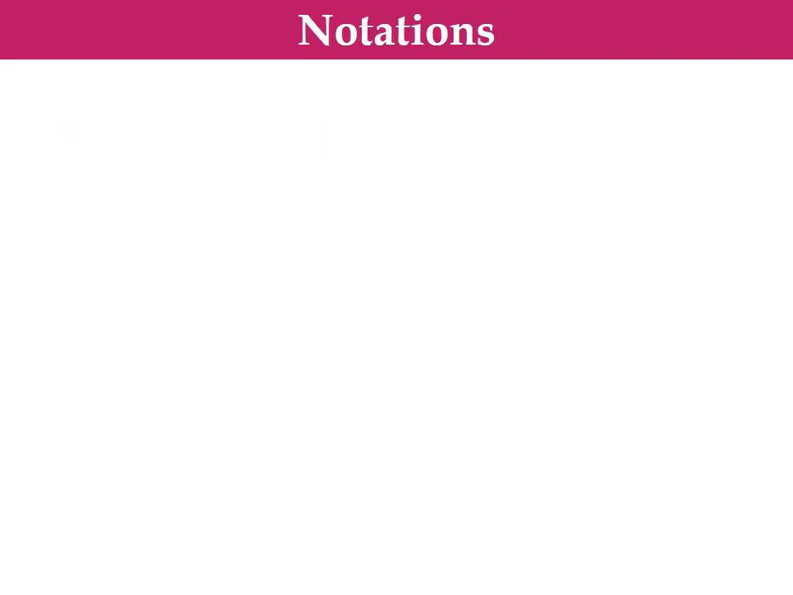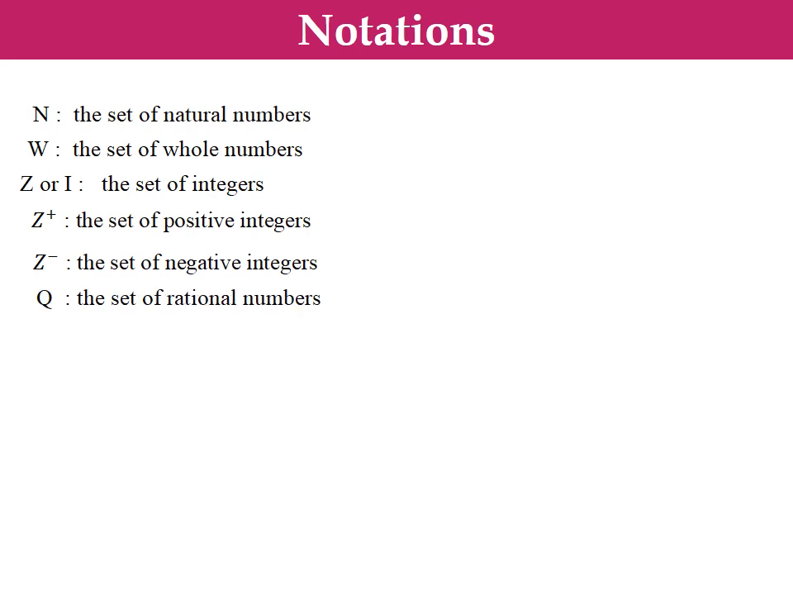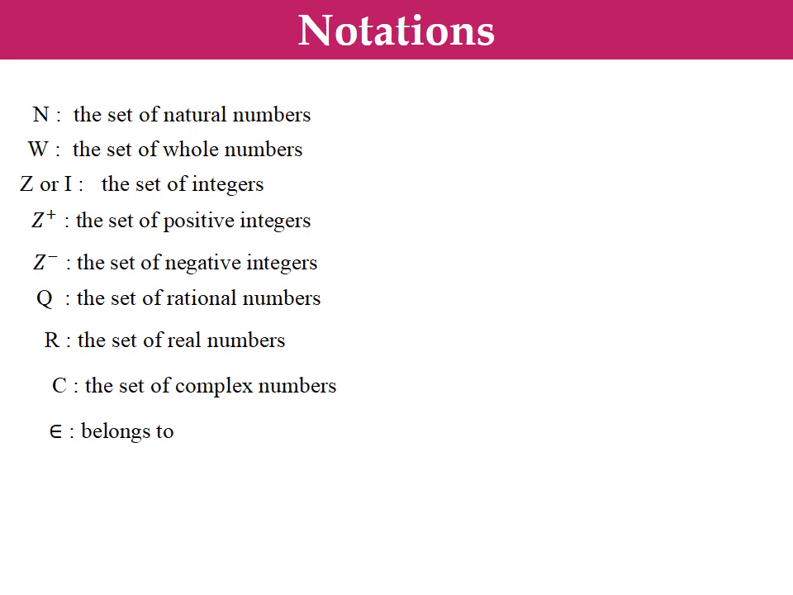What do you mean by N? N is the set of natural numbers. What is W? The set of whole numbers. Z or I means the set of integers, and Z plus indicates the set of positive integers. Z negative indicates the set of negative integers. Q means the set of rational numbers. R means real numbers. C indicates complex numbers.